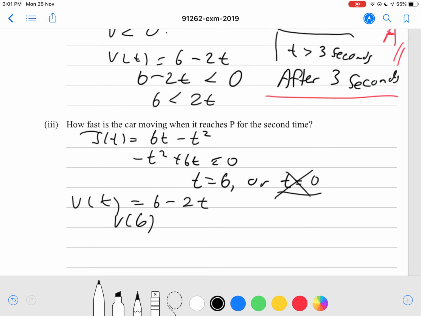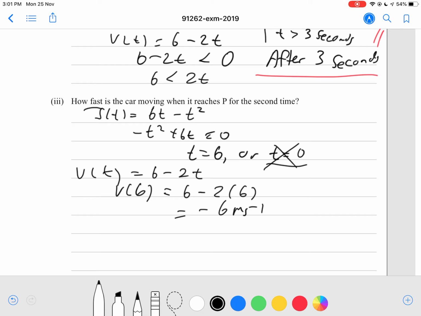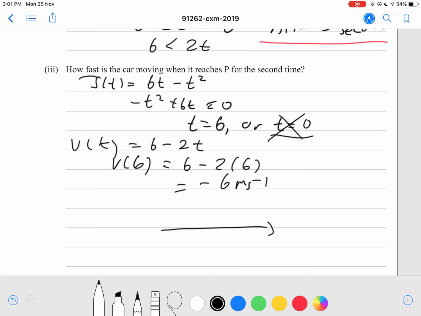So we're going to substitute: v of 6 equals 6 minus 2 times 6 equals negative 6 meters per second. Alright, so remember in question 1, I was talking about, for example, the opposite direction would mean negative velocity. So this negative 6 just means that this is positive 6, but in the opposite direction that the car was initially moving in. So let's say that the velocity it was initially moving in was positive, so therefore when it changed direction, the velocity became negative. So this negative 6 just represents 6 meters per second in the opposite direction that it was initially moving in.